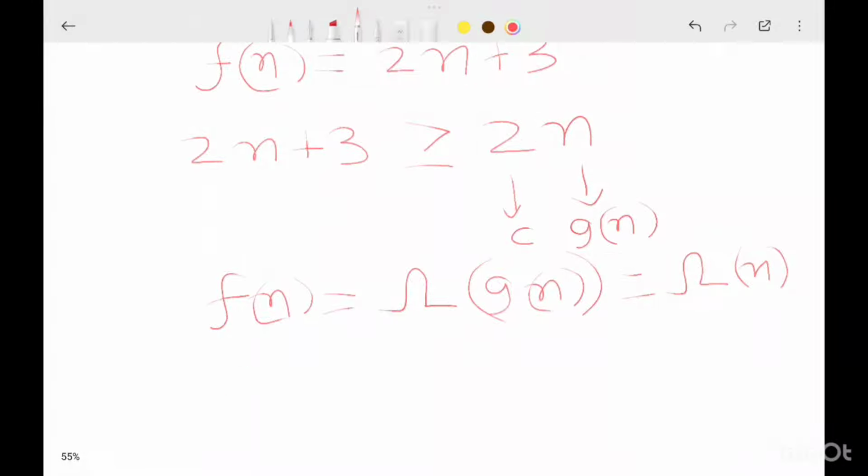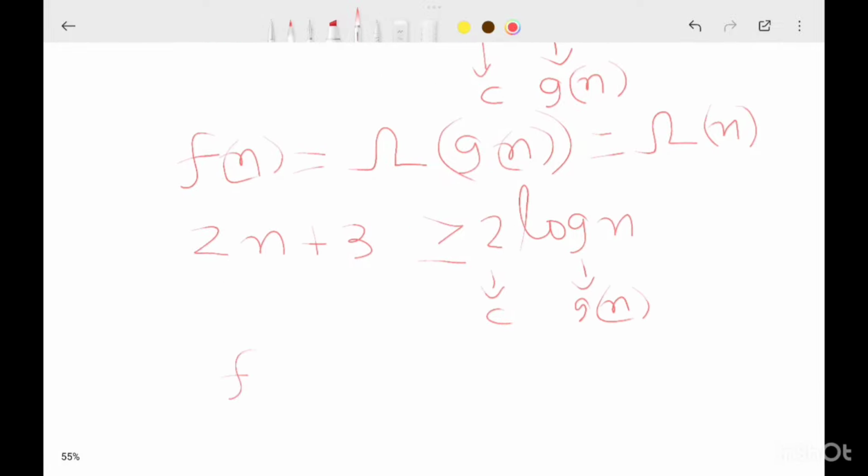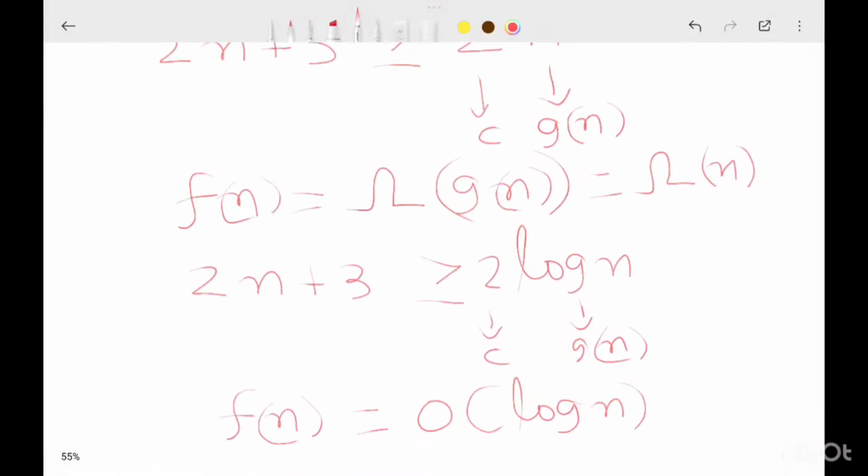We can also write that 2n plus 3 is greater than or equal to 1 into log n or 2 into log n. So 2n plus 3 is always greater than 2 into log n. Here this is c, and this is g of n. So this f of n can also be represented as big omega of log n. This is also true. So big omega of n and big omega of log n are both true.